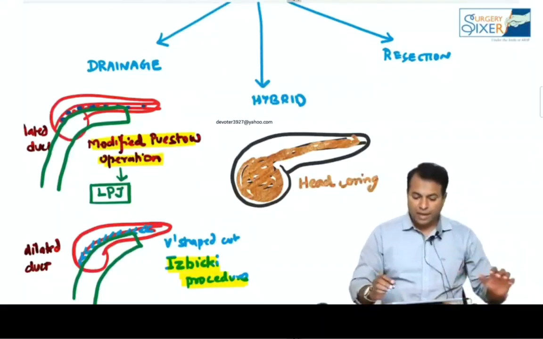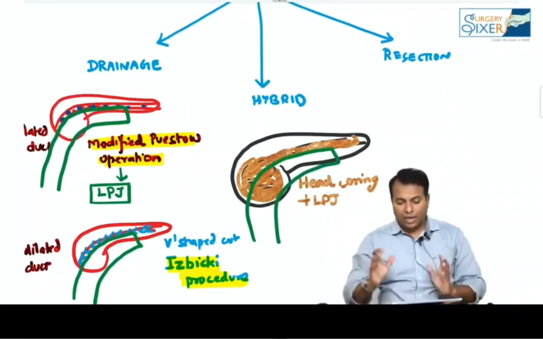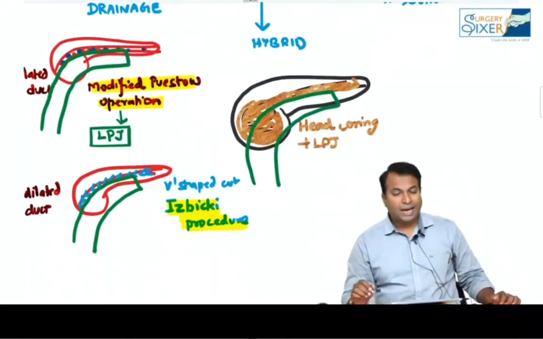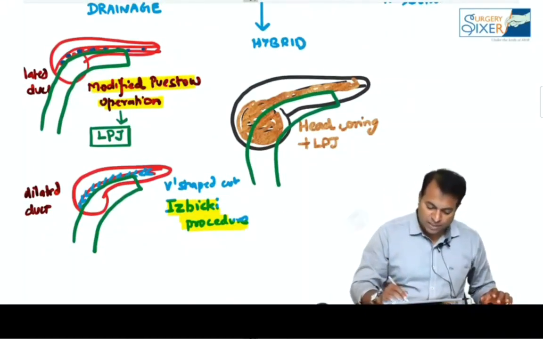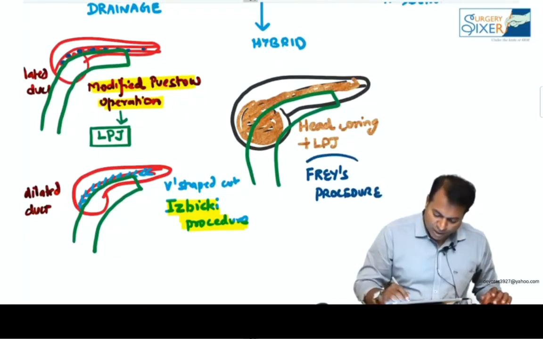Head coring will be done along with lateral pancreatico-jejunotomy. Now I will bring a jejunum and anastomose like this. After coring the head out, I will bring a jejunum and anastomose. What is the name of this procedure? Head coring with lateral pancreatico-jejunotomy is known as the Frey procedure. Highly expected MCQ. Among all these procedures, this is more important for your exam. That is known as the Frey procedure.